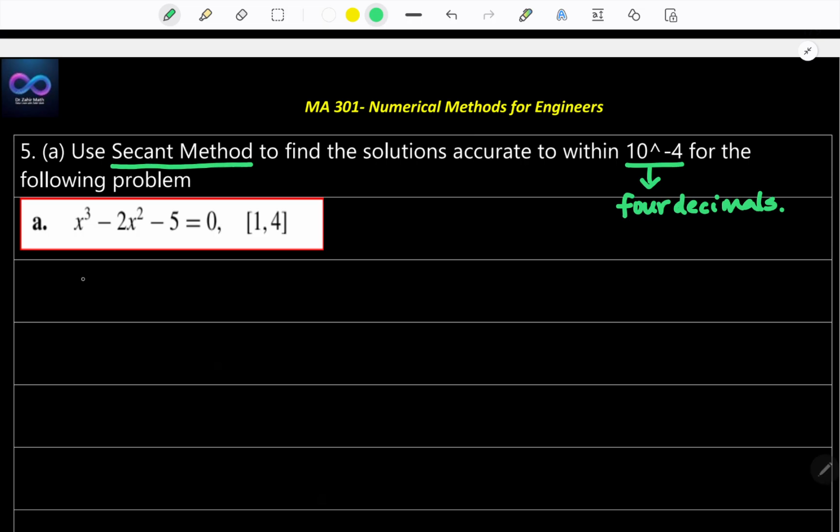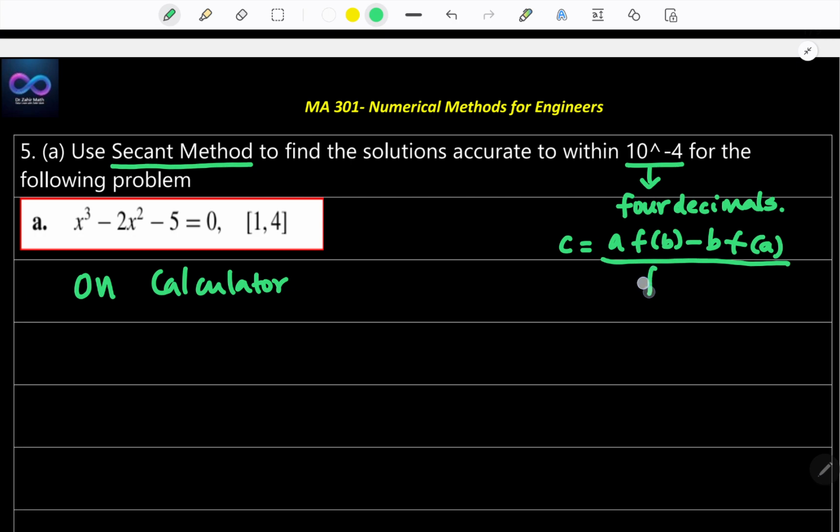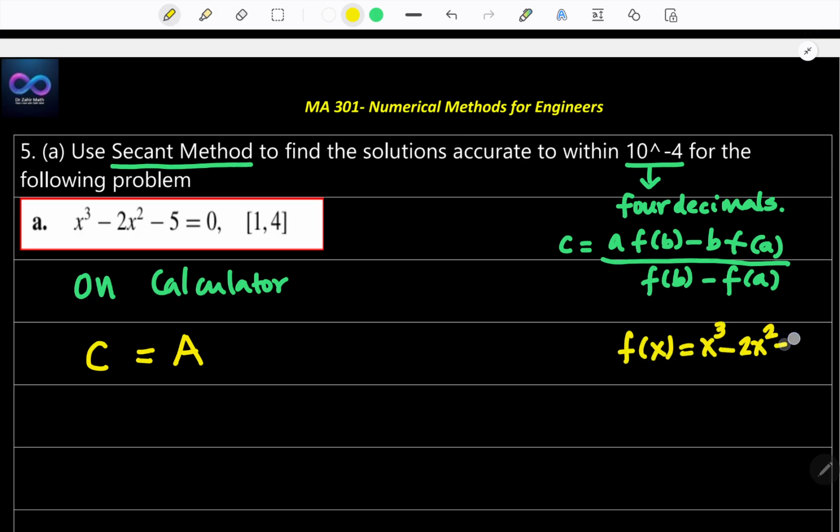On the calculator, what we are going to do is very important. The formula I gave you is C is equal to A times f of b minus b times f of a, divided by f of b minus f of a. This is the formula for the secant method. So how am I going to write it on the calculator? C equals. For small a and small b, I'm going to use capital A and capital B. f of x is your question, x cube minus 2x square minus 5.